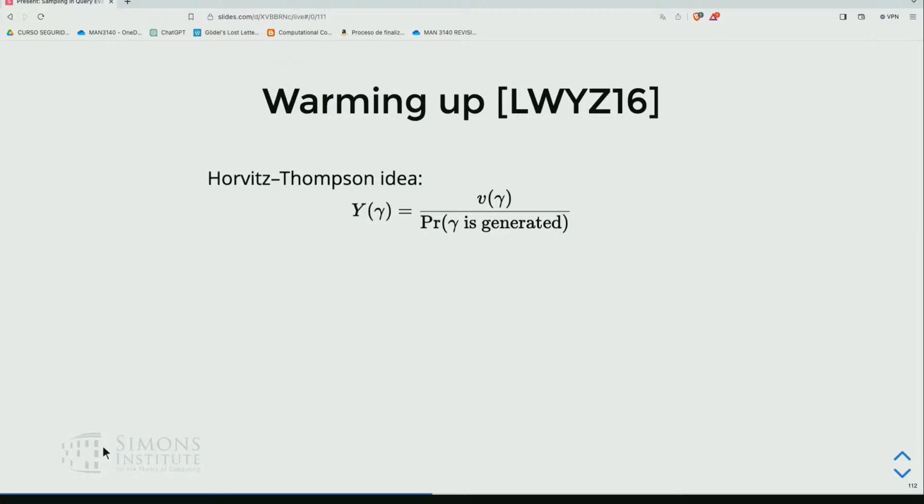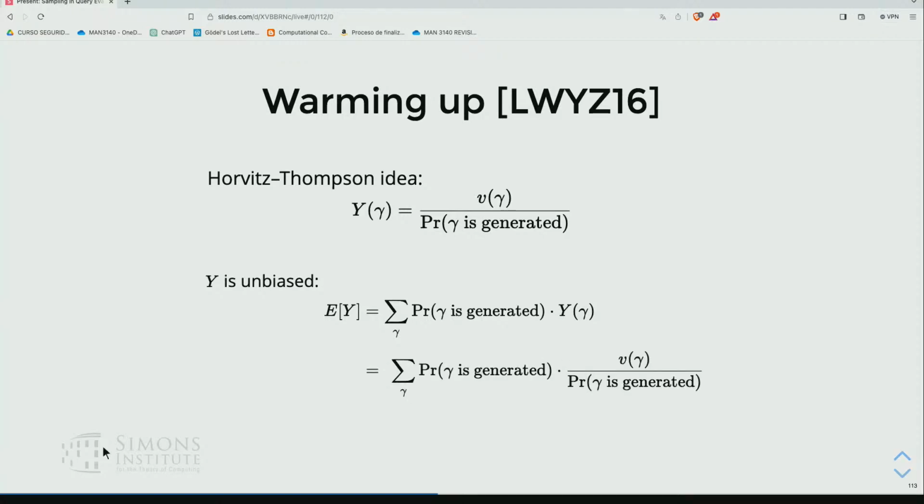So if you do that, first notice what the expected value of this random variable is going to be. It's going to be the sum over all the paths of the probability of generating that path times the value of the random variable. And the probability of this guy is this, and the value of the random variable is B of gamma divided by the probability of this guy. Then you simplify these two quantities here, and you obtain exactly what you were expecting, right?